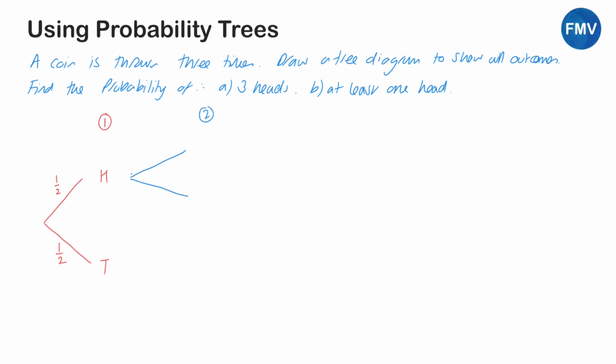This is our second throw. So now we've got a head and a tail going on here. I'll repeat that one here, a head and a tail. And again, every probability we are looking at here is a half.